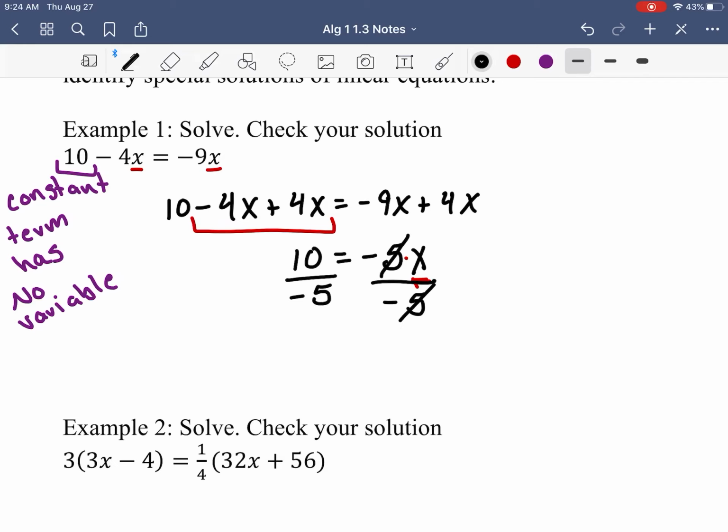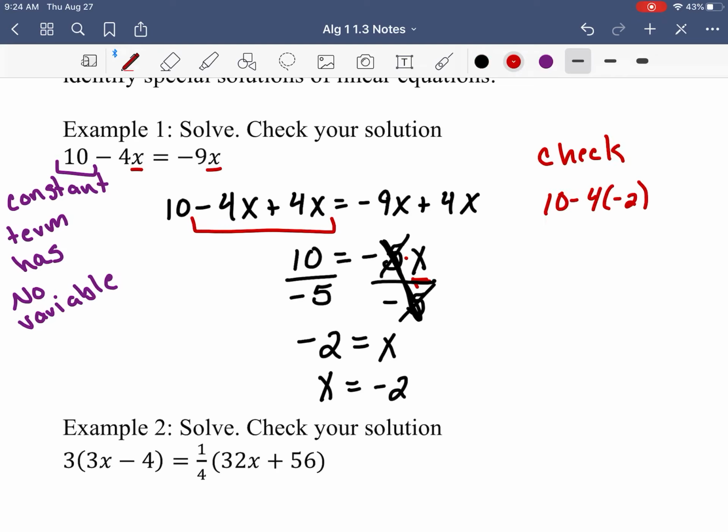Again, your end goal is to get that x by itself. So negative 5 divided by negative 5 is just 1. So x equals 10 divided by negative 5, which is negative 2. A lot of times we like to flip it over. x equals negative 2. And now I can come over here and check it.